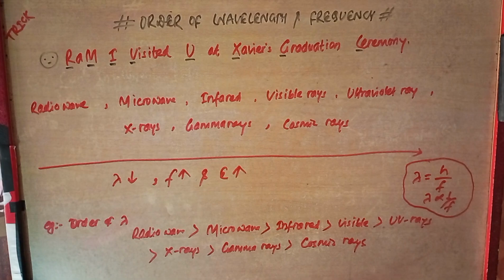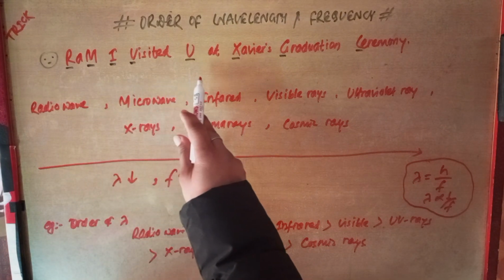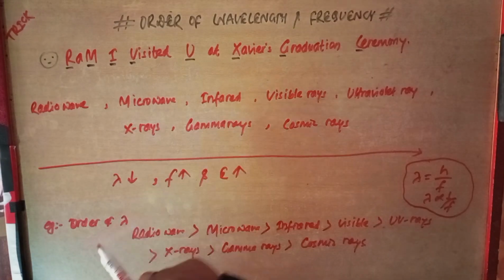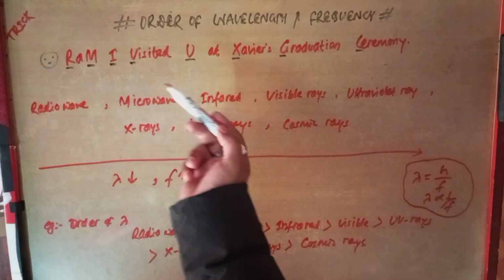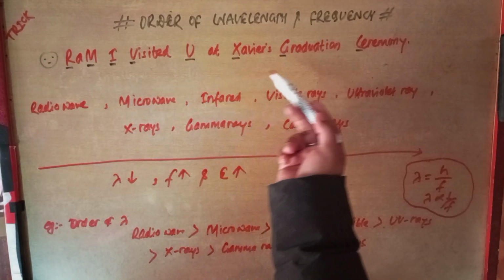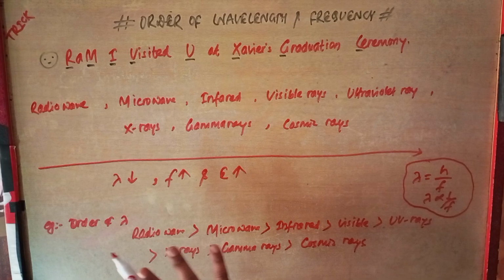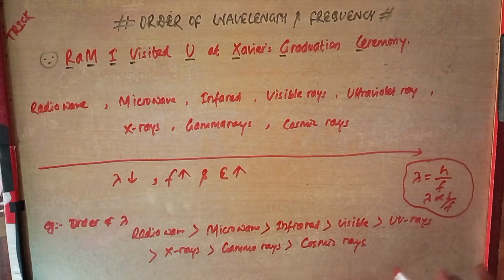So I hope you all understood, and the trick is Ram I visited you at Xavier graduation ceremony. So R means radio wave, M micro, I infrared, V visible, U ultraviolet, X X-ray, G gamma ray, C cosmic ray. So now it will be easy for you all to remember.